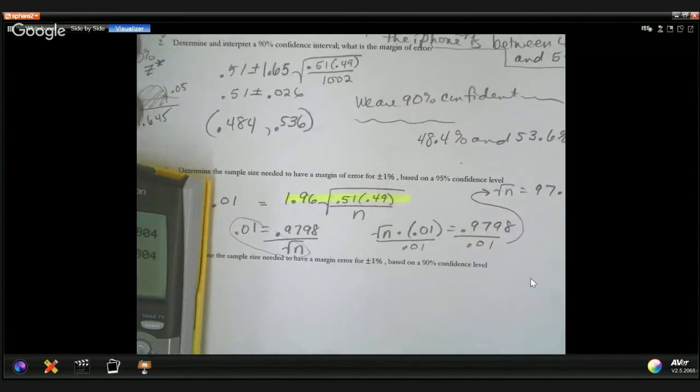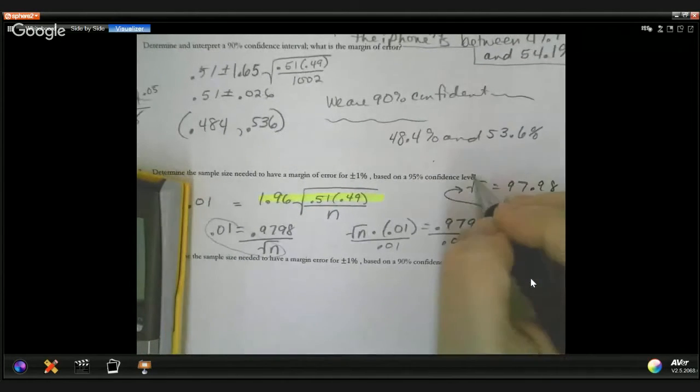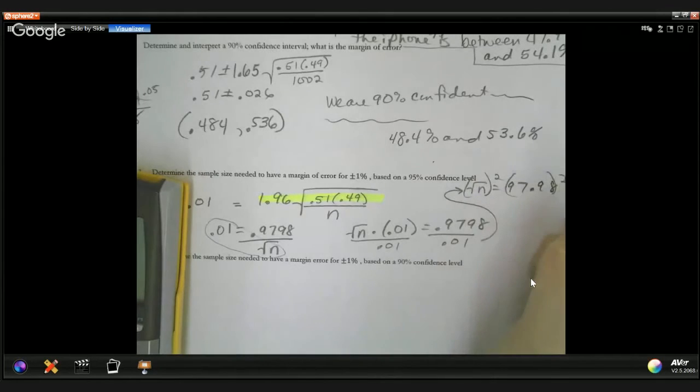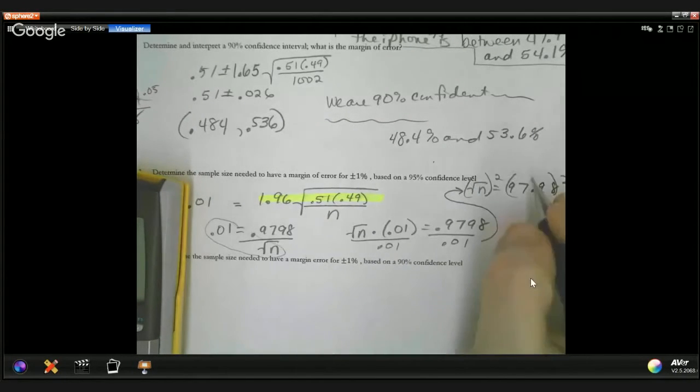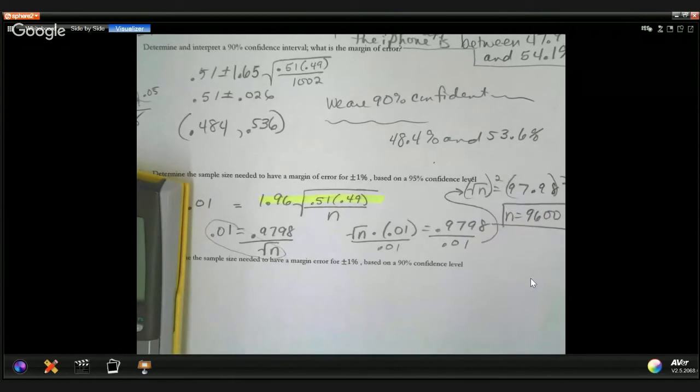Well, the way you get rid of a square root is you square it. And so I square that, and I get 9,600. So the only way that I'm going to get a margin of error of 1% is I'm going to have to survey 9,600 people, which is a ton.